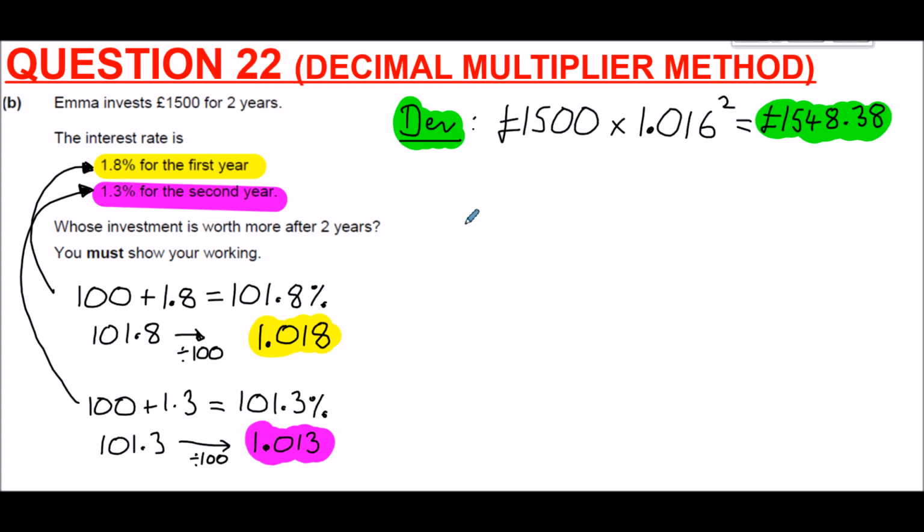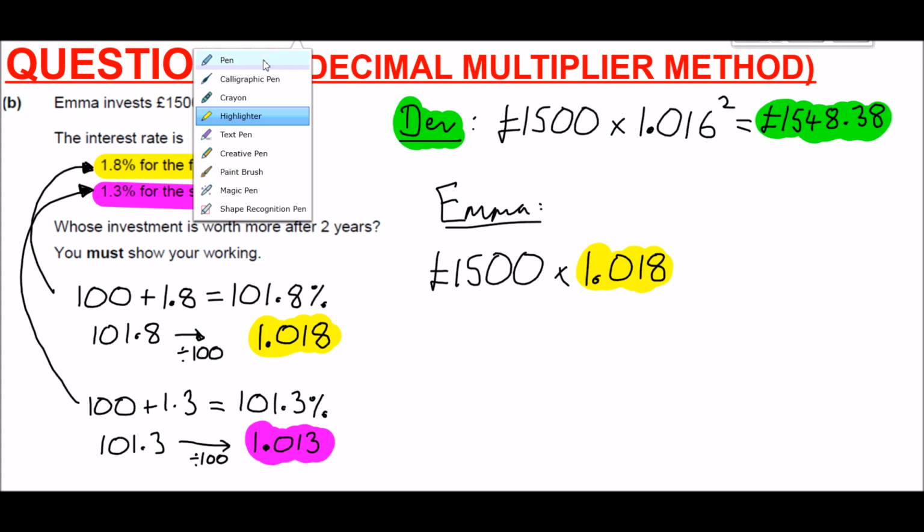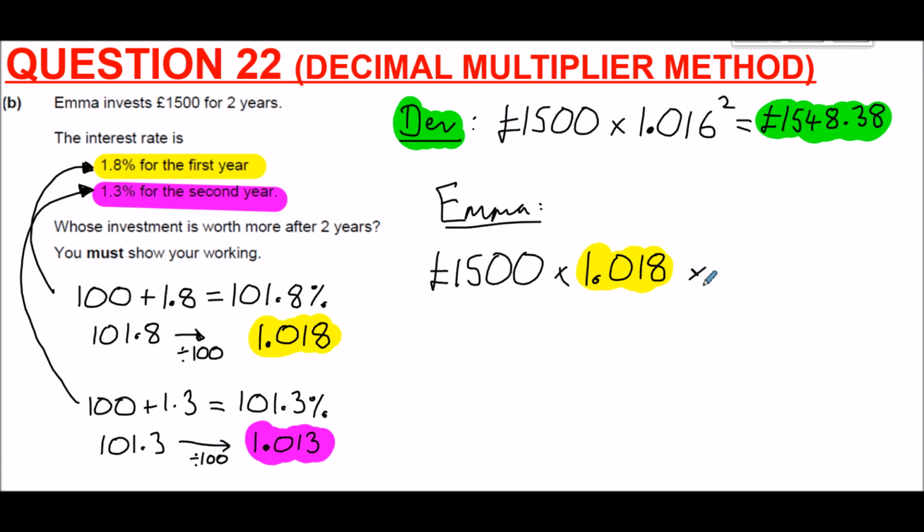And so for Emma, her investment, £1,500. Now the first year, you're going to multiply by 1.018 only once, because it only stays that percentage for the 1 year. So that's for the first year. And then, for the second year, we're going to multiply all of this again by the new multiplier for the second year, which is 1.013.